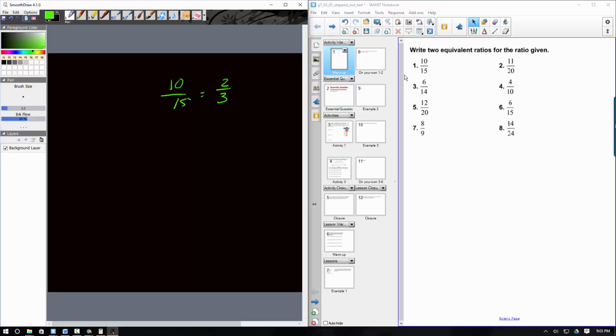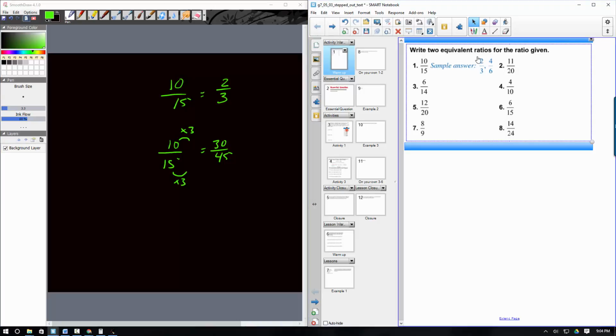Or I could actually double it if I'd like to. I could say if I have 10/15ths and I multiply the top by 3 and the bottom by 3, I could have 30/45. So what I'd like you to do now is pause the video and try to find equivalent ratios for each of these. Alright, so now that you've had a chance to do this, let's see what you have.